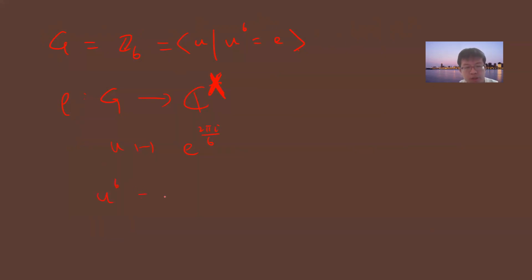Because U to the 6 will become, by this notation, rho of U will be this, and then rho of U to the 6 becomes the exponential of 2 pi i, so it's 1. And then you can check that if you pick k from 0, 1, 2 to 5, you will get 6 group representations.